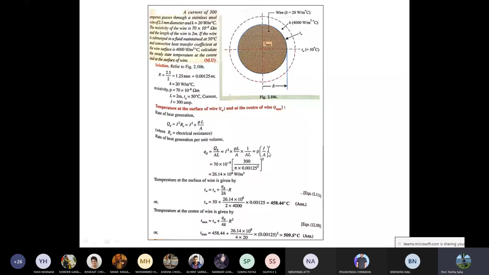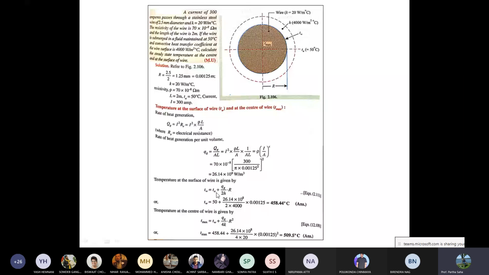Now ρ is known, right? It's given as 70 × 10^-8. I is known, A is known, right? So if you put in these values, then you get Qg = 26.14 × 10^8 watt per meter cubed. The temperature at the surface of the wire should be straightforward. The formula is Tw = Ta + Qg R / 2h. Ta you know, all the parameters you know, you put them in, and then you get 458.44.